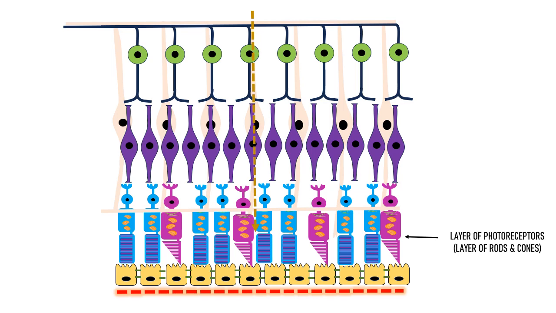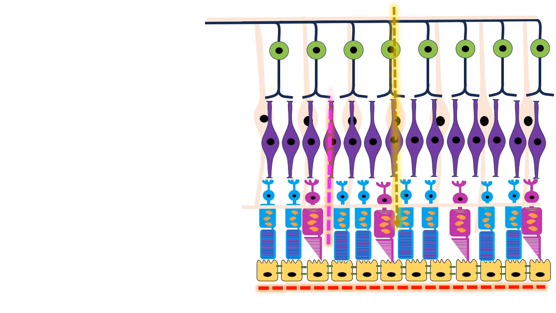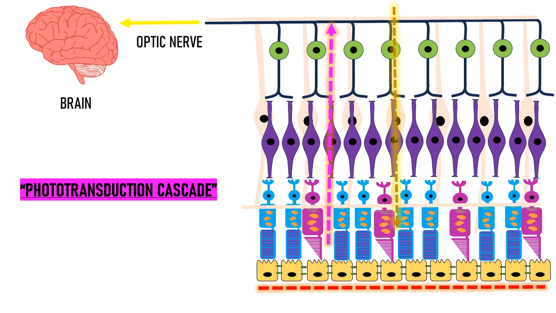Light is composed of photons, and photoreceptors are the specialized cells of retina that are capable of detecting and perceiving these photons, and then they convert them into signals, and this eventually helps in vision. That is why these cells are known as photoreceptors, because these are the cells of retina that can detect and respond to light. Through a complex process called the phototransduction cascade, this visual signal travels through the various layers of retina and eventually reaches the brain through the optic nerve.